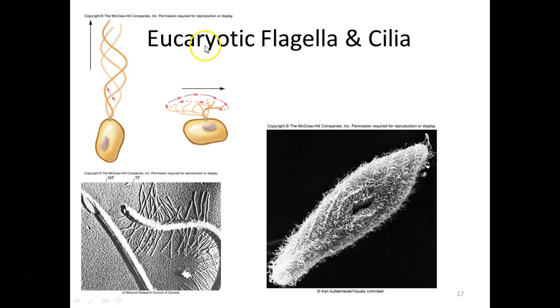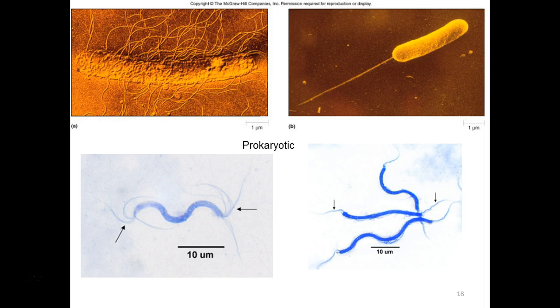So again, notice eukaryotes, that wave, right? So this would be cilia, this would be flagella, weaving back and forth. And then for prokaryotes, as I said, they could have multiple flagella. And these are probably electron micrographs, I think, these top two pictures. These two, I'm pretty sure they're probably stained, probably using the flagella stain.